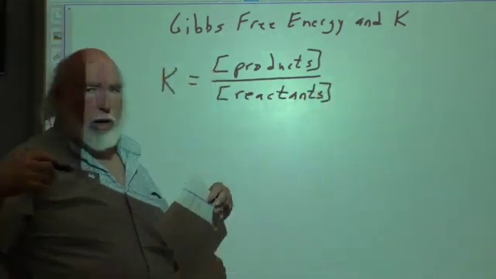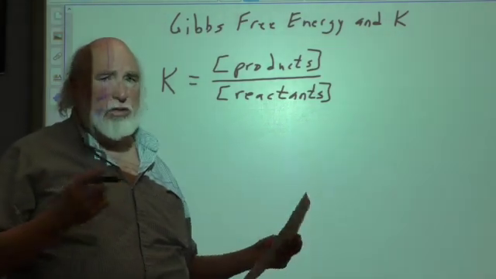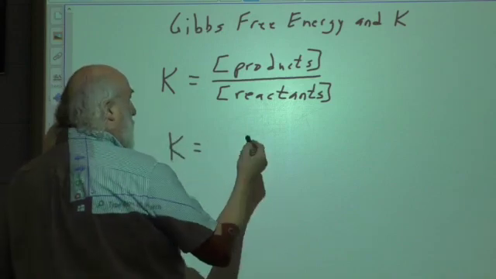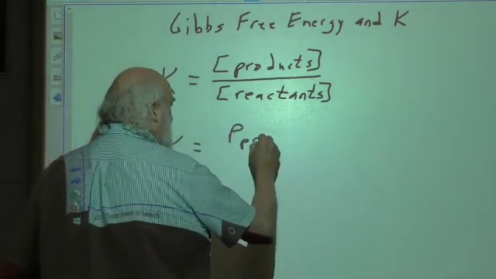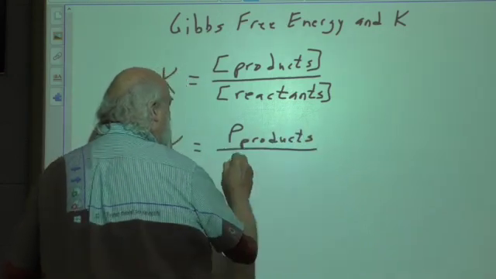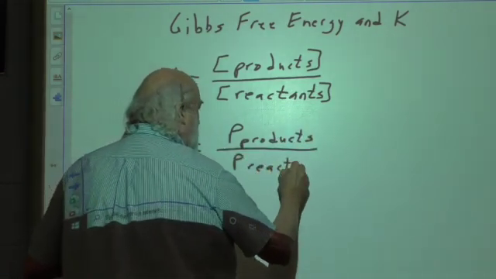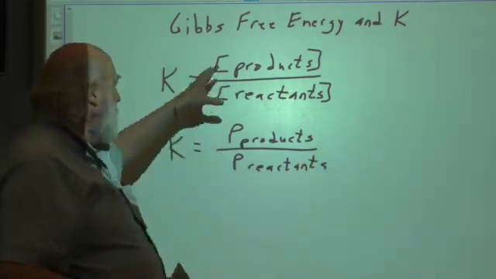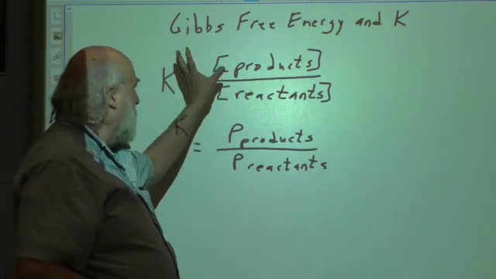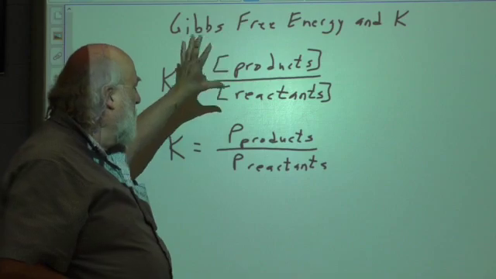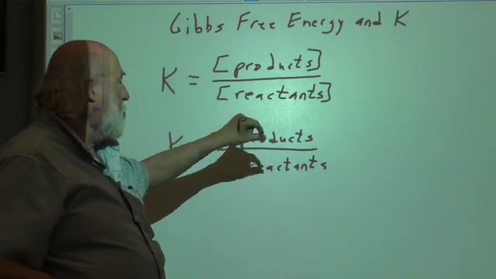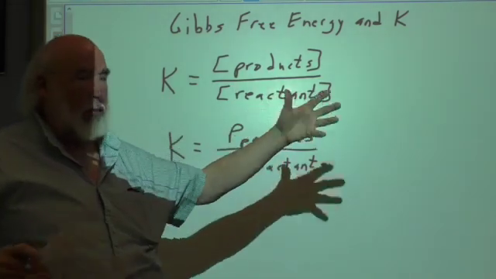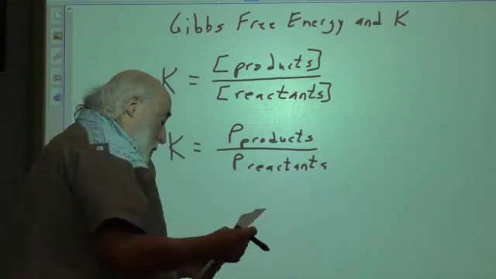Now this is true for concentrations of solutions. Now if you're dealing with pressures of gases, K can then become described as pressure of the products over the pressure of the reactants. And then if you have a mixture of the two, which is very possible, you have some combination of concentrations or pressures of products on top and concentration and pressure of reactants on the bottom, the denominator. And that value is always going to be the same, hence the word constant. All right?